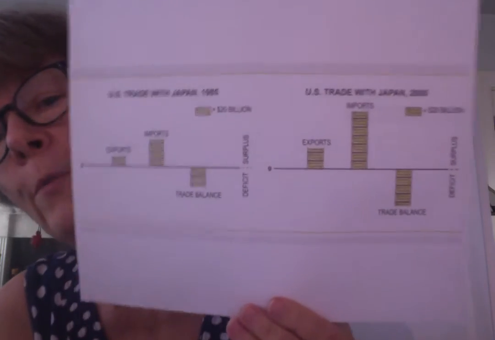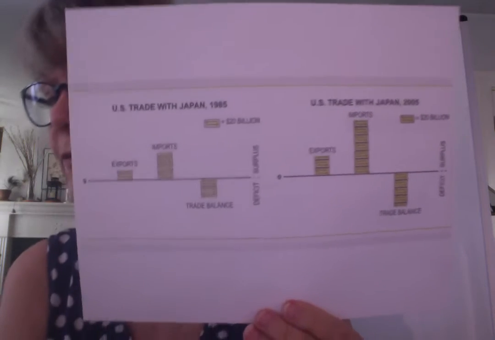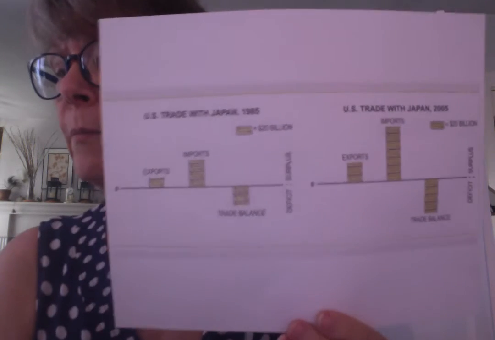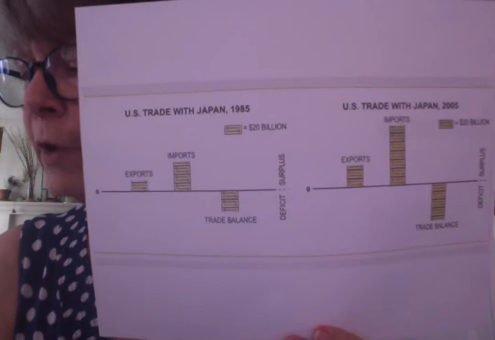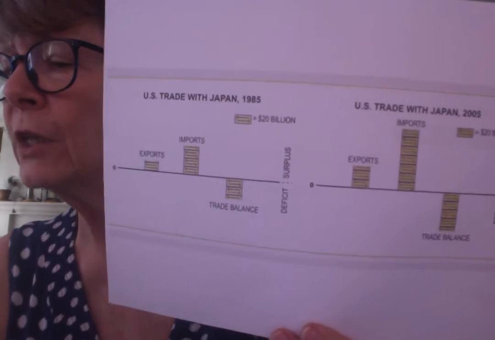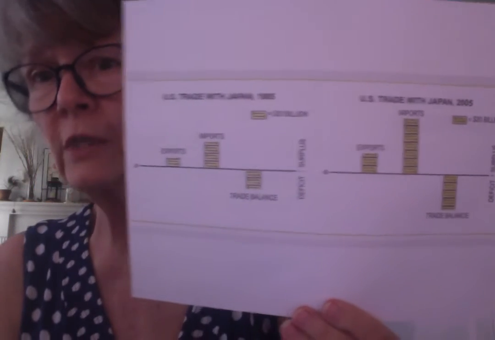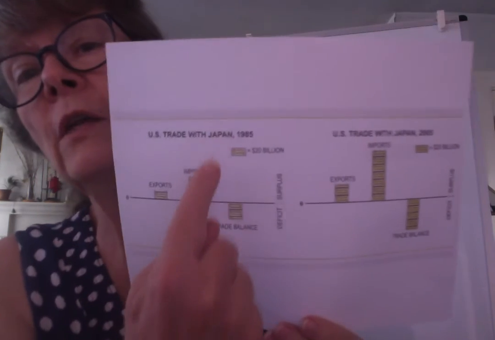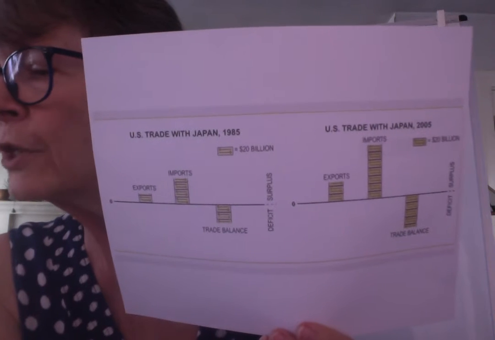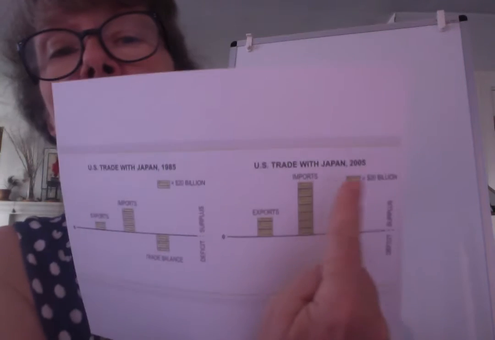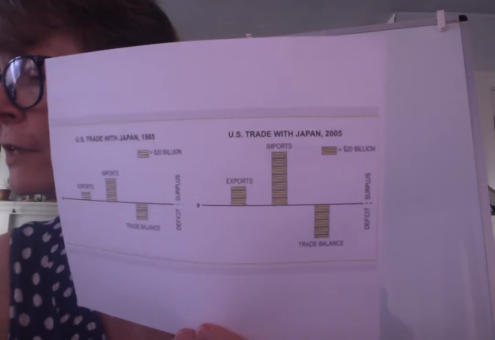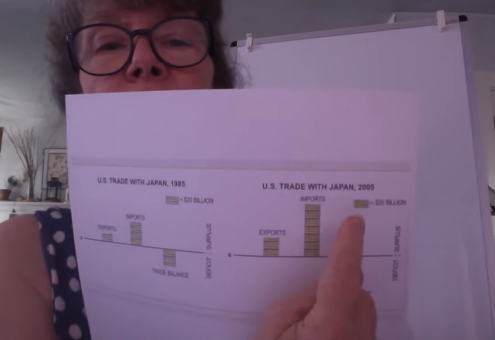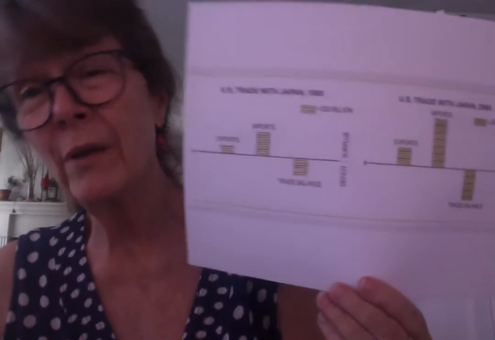Okay, now let's look at page 133. This is by far the most complicated pictograph we've looked at today. You will find that you have to read the passage. It talks about exports and imports and a trade balance. We see the title here, U.S. Trade with Japan in 1985, U.S. Trade with Japan in 2005. Each little figure equals 20 billion.